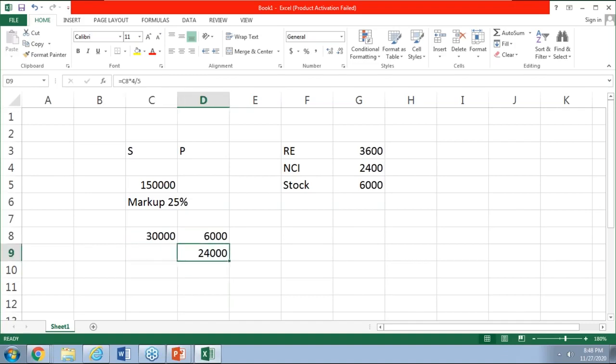So 24,000 is the amount of the profit that we have sold and realized, which is no longer required to be adjusted. But 6,000 is the amount of the unrealized profit that you need to adjust. So the accounting entry shall be stock credit, retained earnings and NCI debit.